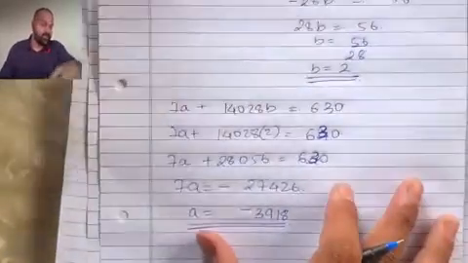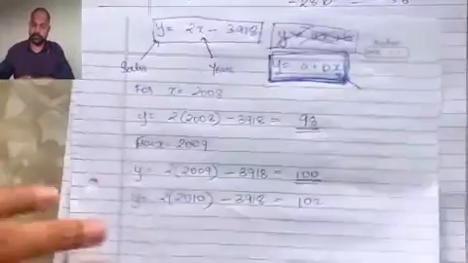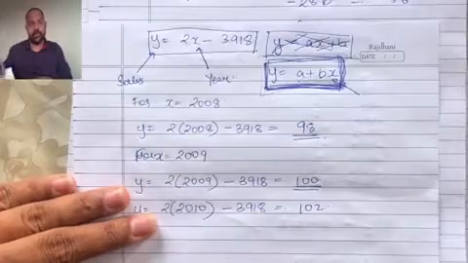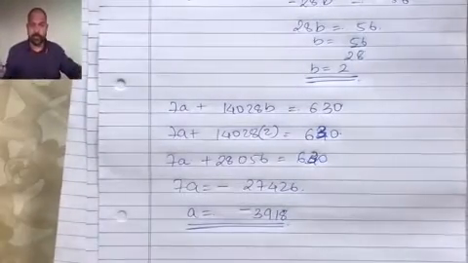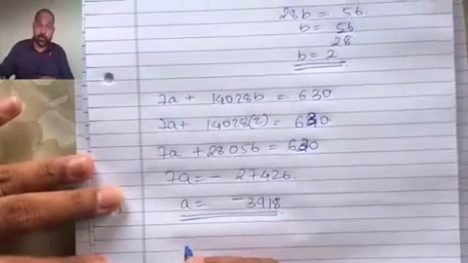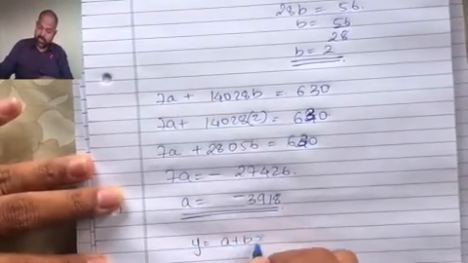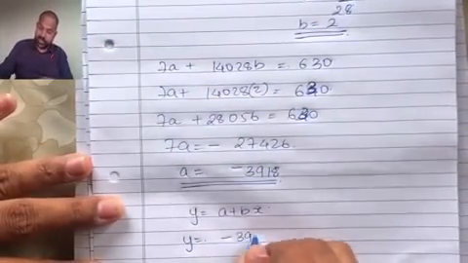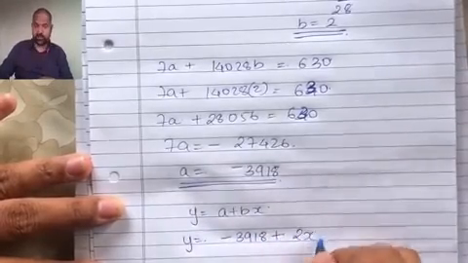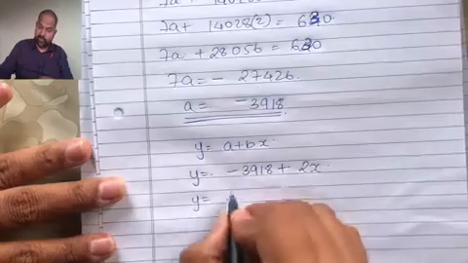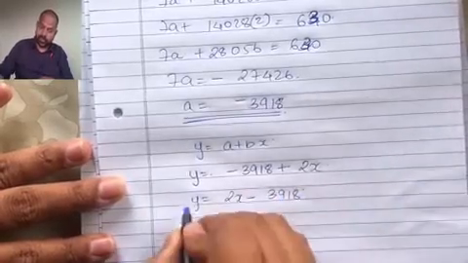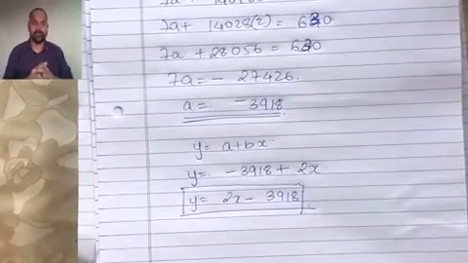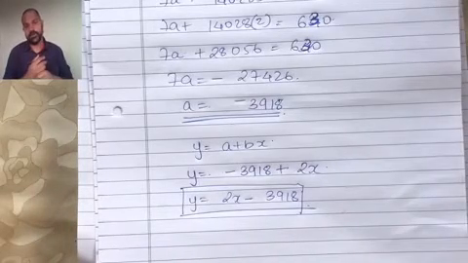Wasn't that our value of A as well, which is negative 3918? Now that we have the value of A and B, let's substitute it into our equation y is equal to a plus bx. When I substitute, y becomes a, which is negative 3918, plus b, which is 2x. Or you will write it as y is 2x minus 3918. You have your equation of y's dependence on x. Substitute any value of x, you will get the value of y.